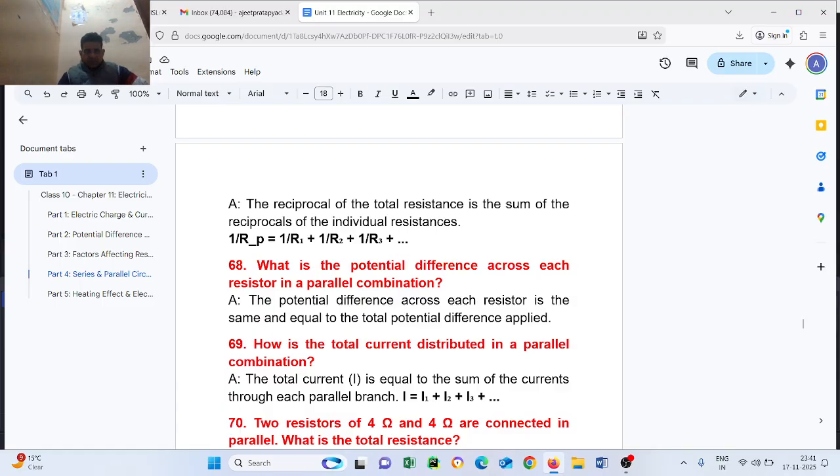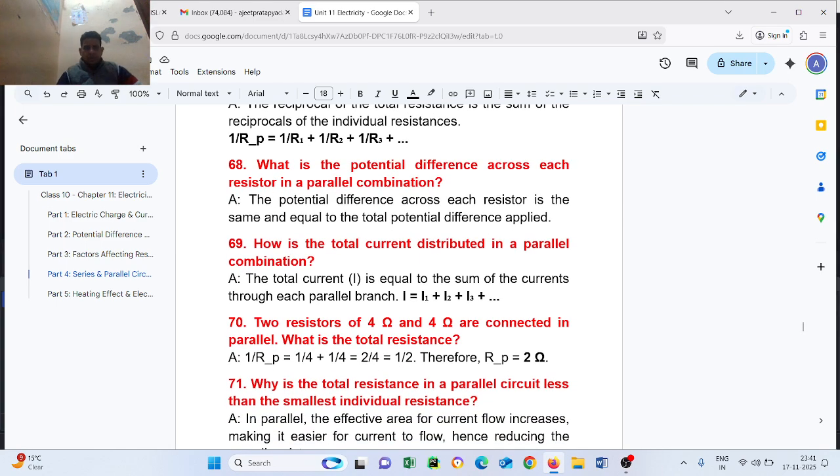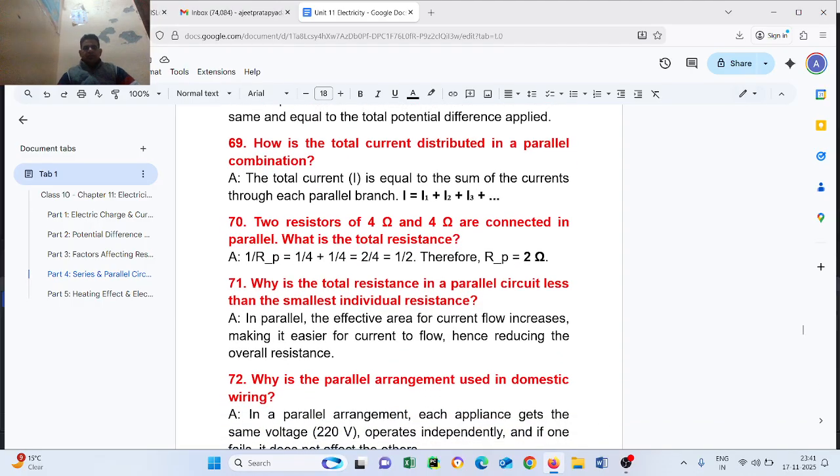Question number 69. How is the total current distributed in a parallel combination? The total current is equal to the sum of the currents through each parallel branch. I equal to I1 plus I2 plus I3 and so on. Question number 70. Two resistors of 4 ohm are connected in parallel. What is the total resistance? 1 upon Rp equal to 1 upon 4 plus 1 upon 4 equal to 2 upon 4, equal to 1 upon 2.